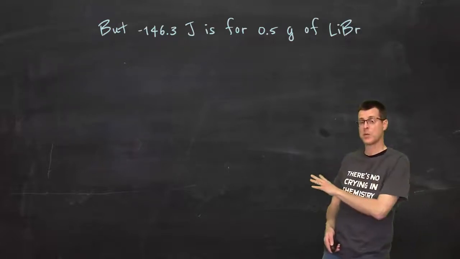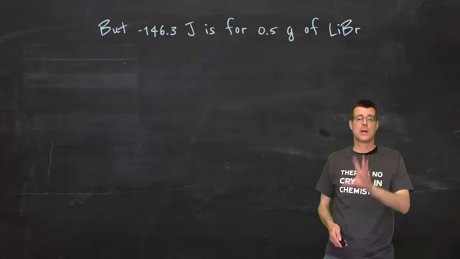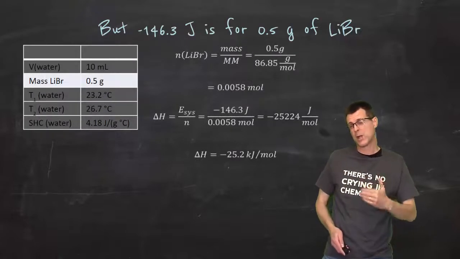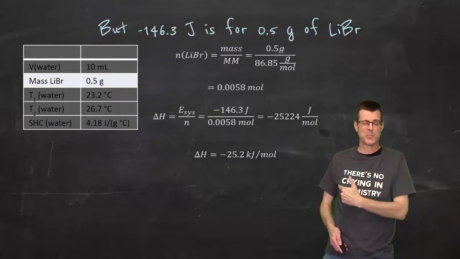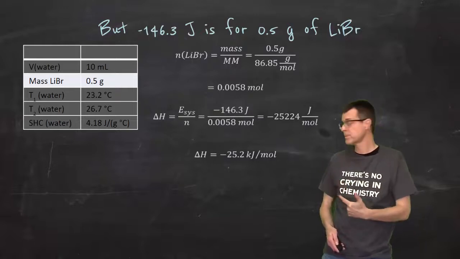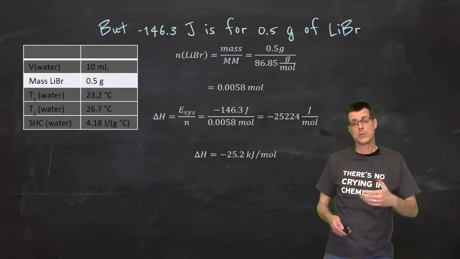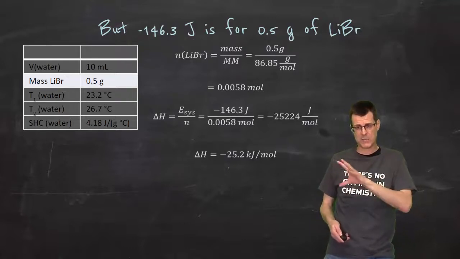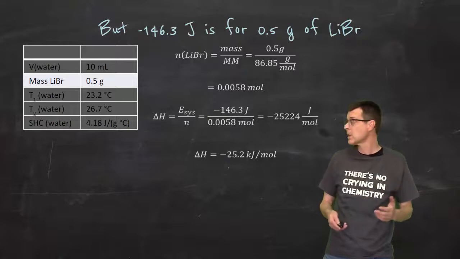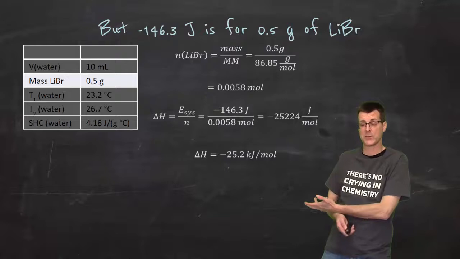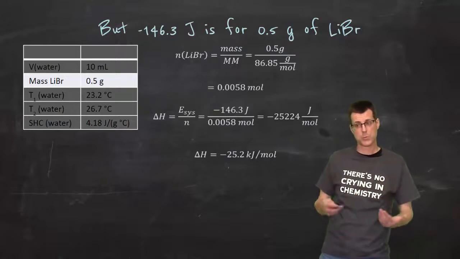So now that 0.5 grams, that's the system. I'm going to deal with that. So I take that mass and I first figure out how many moles that is. It ends up being not a very large amount of moles, but that doesn't matter. Then I'll take the energy that I had, the negative 146.3 joules. That was the energy for that small amount. Well, divide that by the number of moles, and I will have joules per mole.